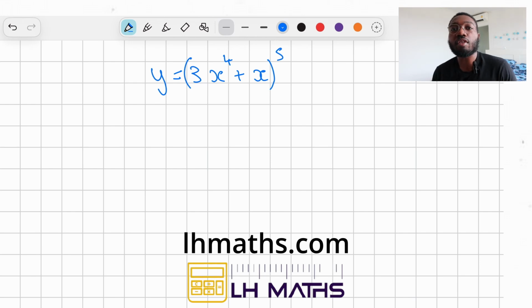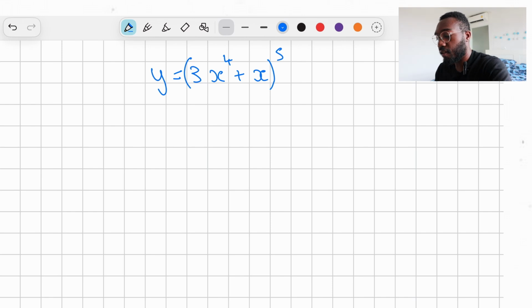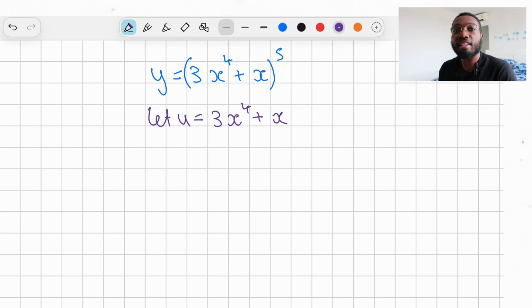So with this question, what can we do? Well, what we can do first is let u equal 3x^4 + x, okay? So whatever's inside the brackets, we can let u equal that. And now once we've done that, we can write a new expression for y. So now y is equal to u to the power of 5, okay? And we can differentiate this now.